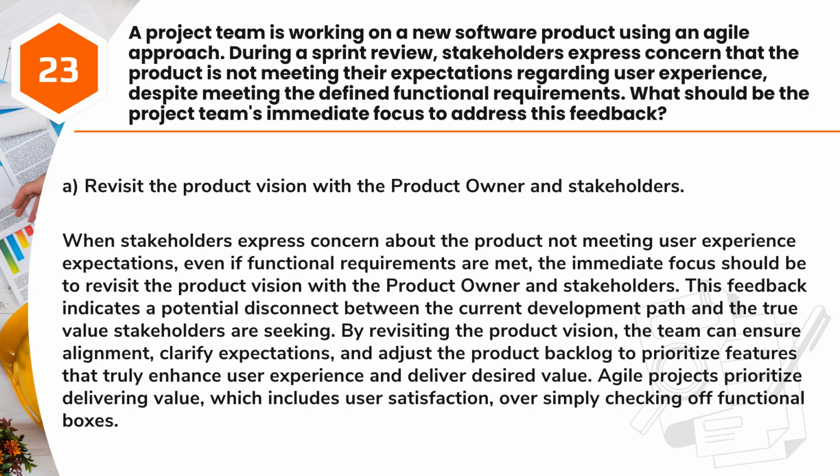Answer: A. Revisit the product vision with the product owner and stakeholders. When stakeholders express concern about the product not meeting user experience expectations, even if functional requirements are met, the immediate focus should be to revisit the product vision with the product owner and stakeholders. This feedback indicates a potential disconnect between the current development path and the true value stakeholders are seeking. By revisiting the product vision, the team can ensure alignment, clarify expectations, and adjust the product backlog to prioritize features that truly enhance user experience and deliver desired value. Agile projects prioritize delivering value, which includes user satisfaction, over simply checking off functional boxes.